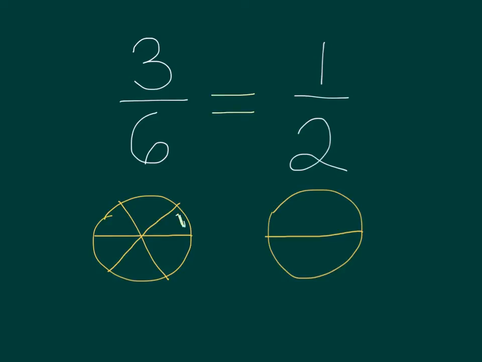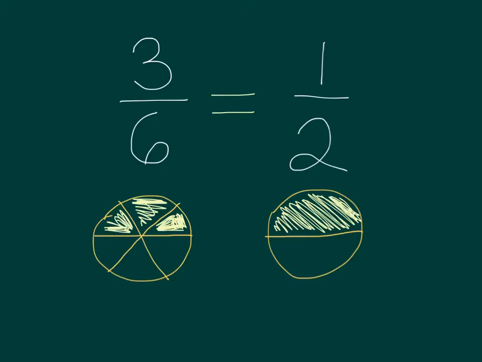So I'm going to draw 3/6. So there's 1/6, 2/6, 3/6, and then over here is 1/2. And I can tell that they're equal because they're shaded the same. See, this top half here is shaded and this top half here is shaded. So 3/6 is equal to 1/2. I know that because they're shaded the same.